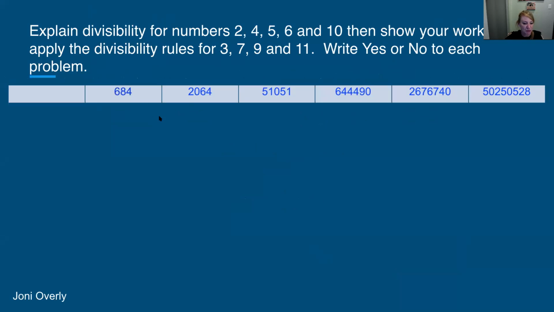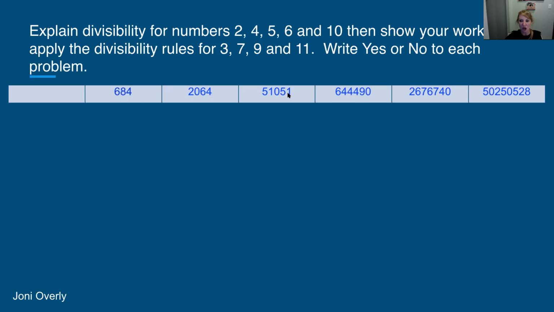So according to the table, 2 is a divisor if the last digit is an even number. So going over these, the 684, the 4 is an even number. So yes, it is going to be. Then we're just going to go straight to the very end because that's all we have to look at. The 4 is an even number, so yes, this one is.